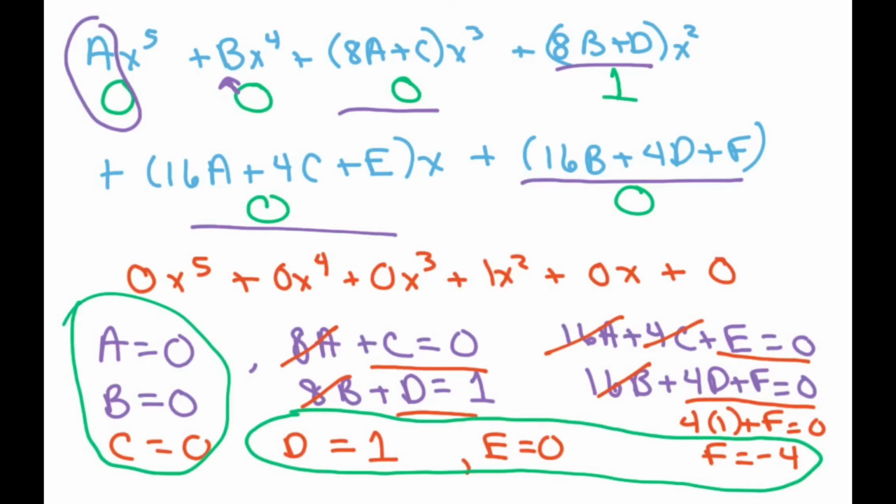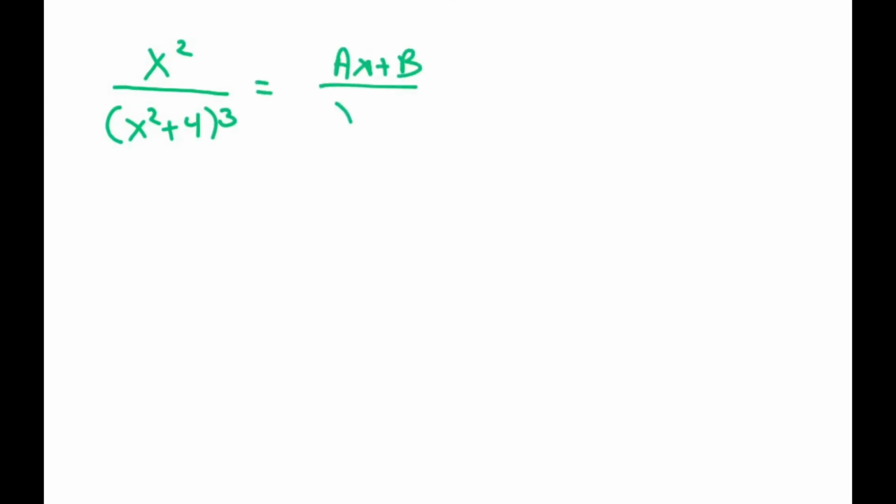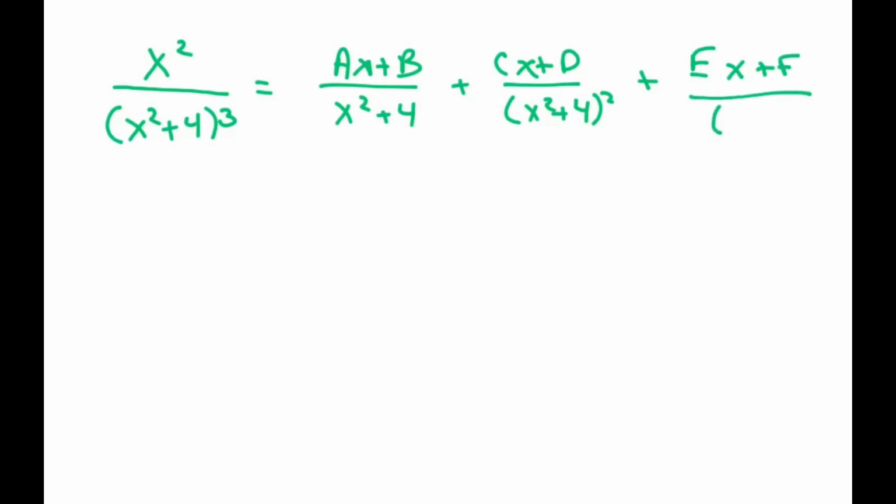And then you just plug it back in. So we're going to get x squared over x squared plus 4 cubed. I'll go ahead and write this out. Ax plus b over x squared plus 4 plus cx plus d divided by x squared plus 4 squared plus ex plus f over x squared plus 4 cubed. Now we know that a and b are both 0, so that's going to be 0 over that, so we didn't really need that. We just had to place it there.